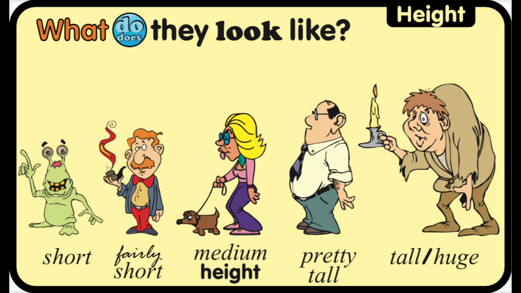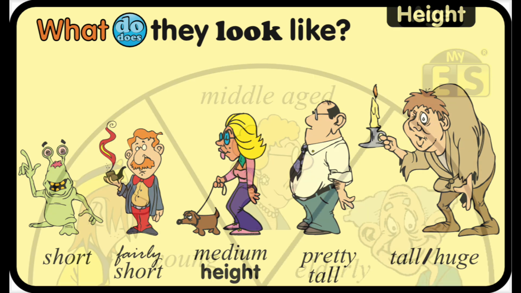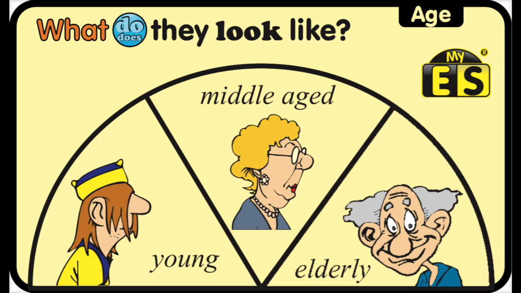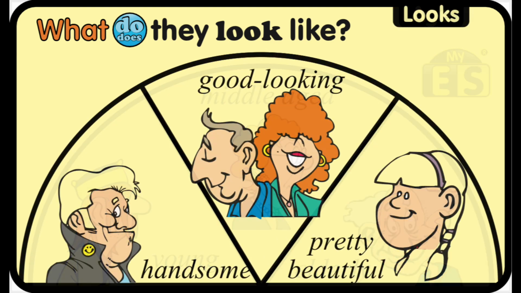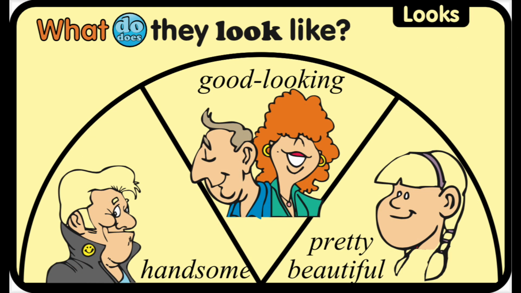Short. Fairly short. Medium height. Pretty tall. Bastante alto. Tall or huge. Enorme. What do they look like? He's young. She's middle-aged. And he's an elderly person. What do they look like? He's handsome. They're good-looking. She's pretty or beautiful.